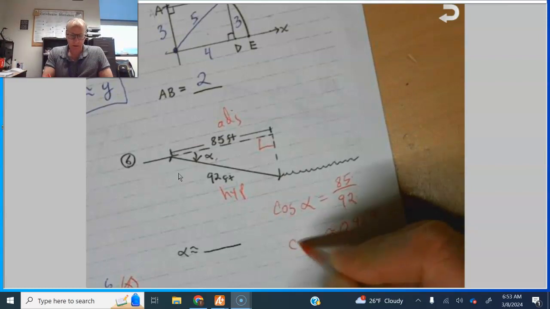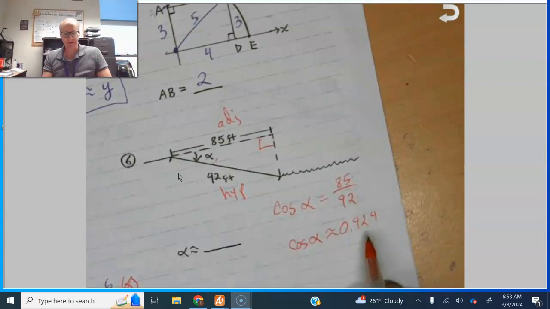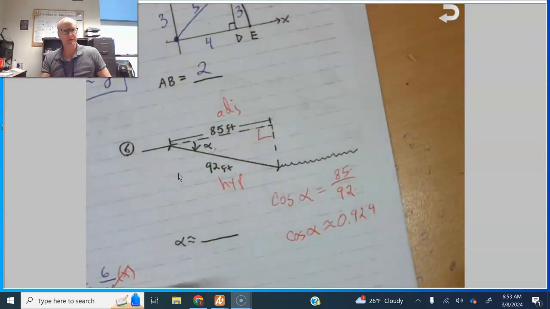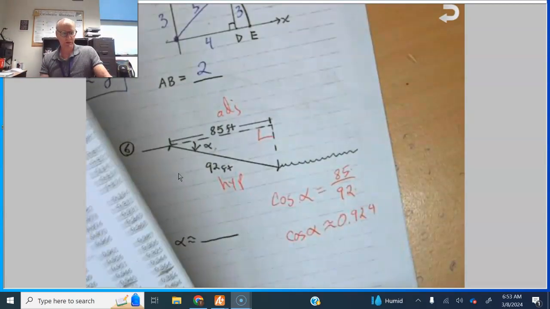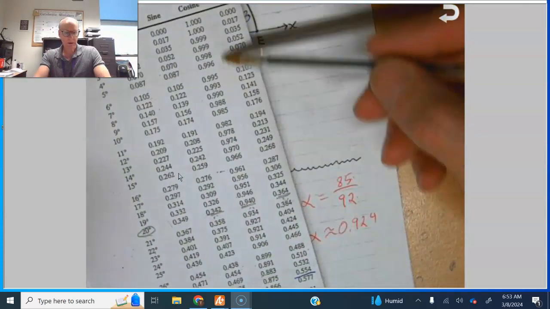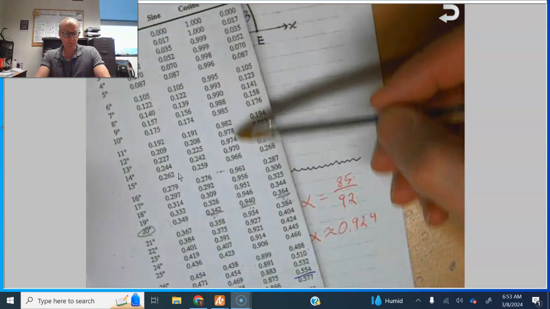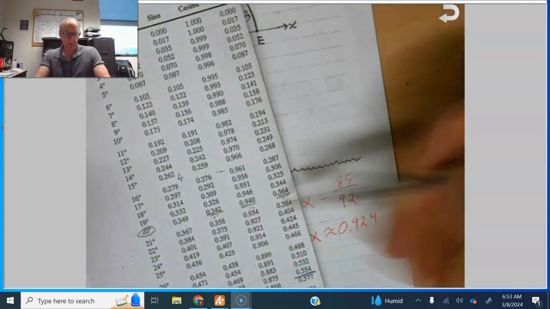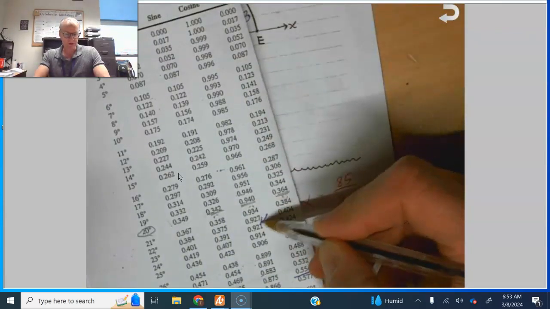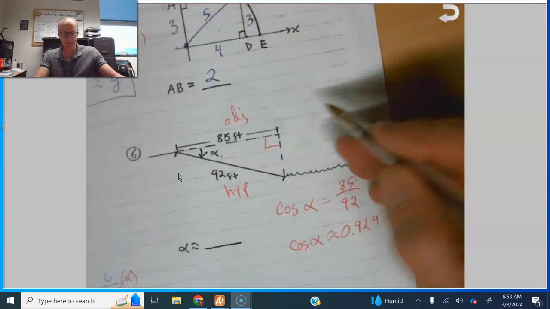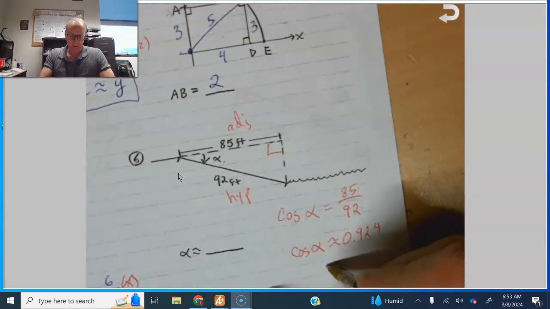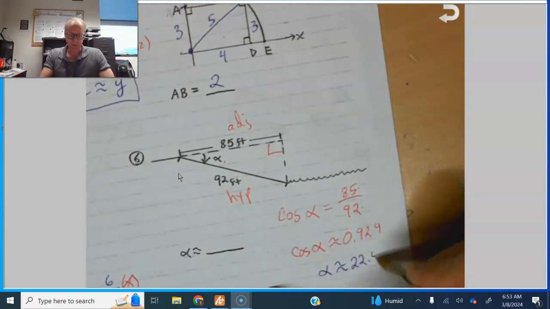And I'm going to look up the angle that has this cosine. That is called taking an inverse cosine. And I'm looking for cosine of 0.924. Geez, it's looking right in between these two right here, 0.927 and 0.921, right in the middle of 22.5. Alpha is approximately 22.5 degrees.